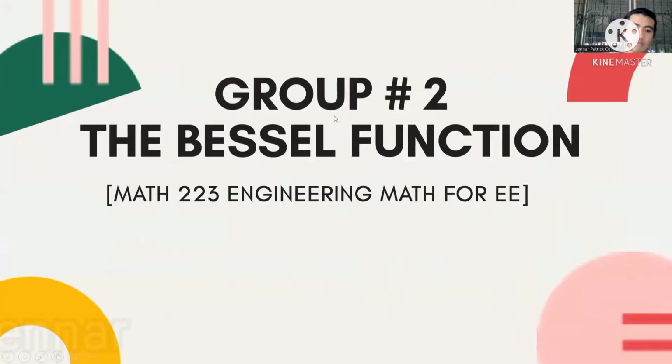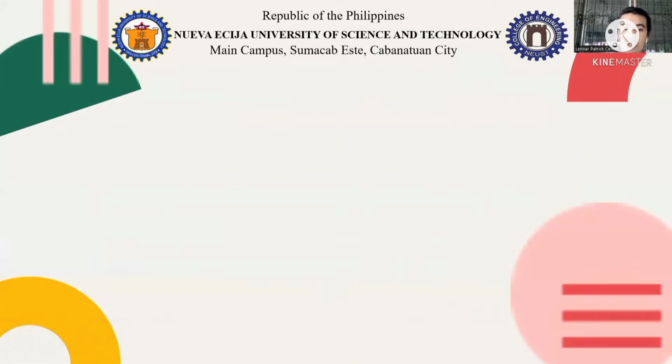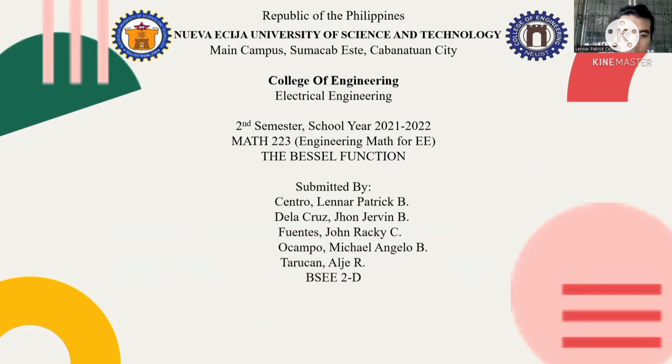So next. Republic of the Philippines, Nueva Ecija University of Science and Technology, main campus, Sumakab Este, Cabanatuan City. Kami from College of Engineering, Electrical Engineering. Second semester, school year 2021-2022. MATH223, Engineering Math for EE. Kami po ang bumubuo ng group 2.